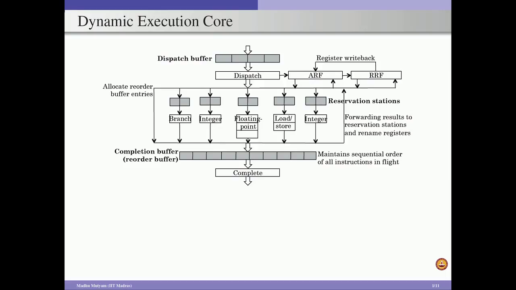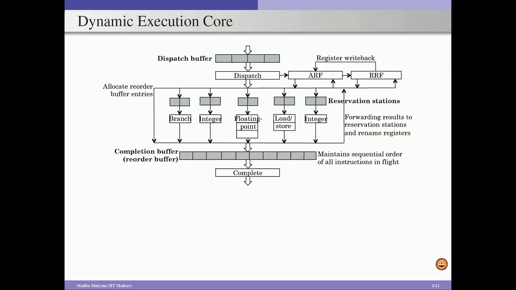As and when the instruction finishes its execution, we forward the computed value along with the register tag through this bus back to the reservation stations as well as to the rename register file. This is mainly to ensure that all the dependent instructions get the operands as soon as the parent instruction finishes its execution. The value will also be updated in the reorder buffer. We have this completion buffer, also called the reorder buffer, and from there we will complete the instructions in order.